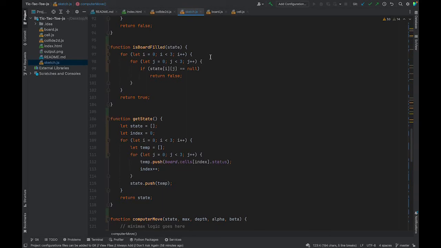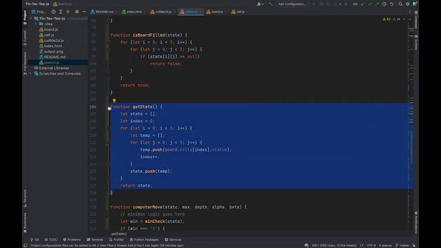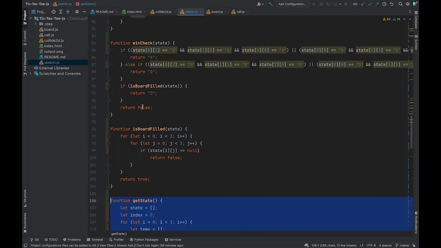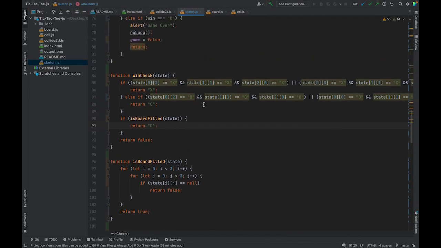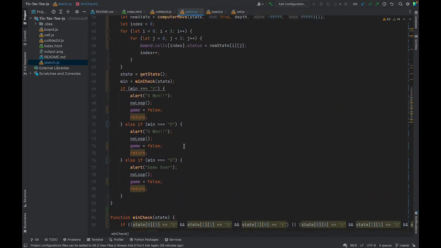For each and every recursive call, the function is board filled is called, because we have to check whether the board is filled or not. The get state method also gets called, because we have to get the state at a particular moment when the user clicks on that cell. So this is the win check function, which is called to check the winning state of the game.